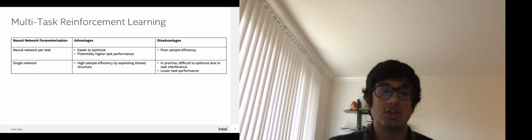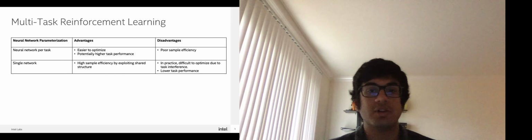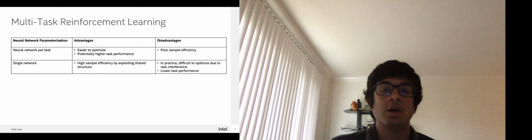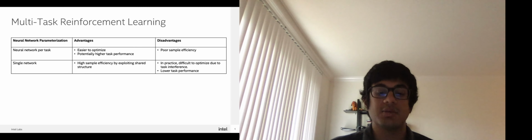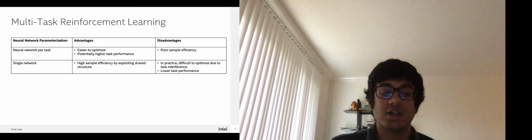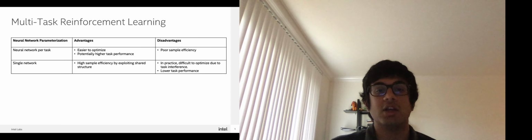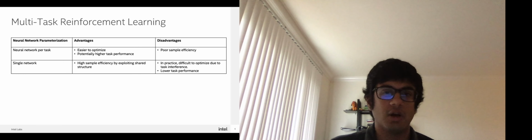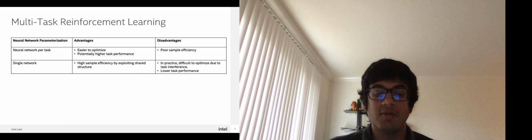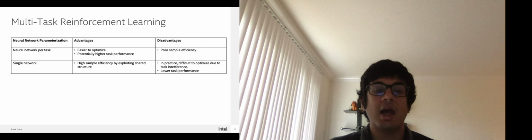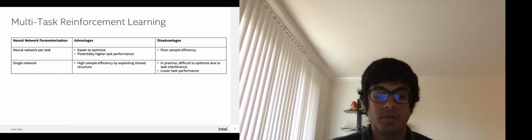Now consider an alternative strategy, using a single network to represent all the task policies. In theory, this should provide us with improved sample efficiency by taking advantage of the shared structure. However, prior work has observed that this setup can be difficult to optimize, as learning signals from different tasks may be in conflict. We refer to this phenomenon as task interference. This may result in lower performance and slower training in practice.